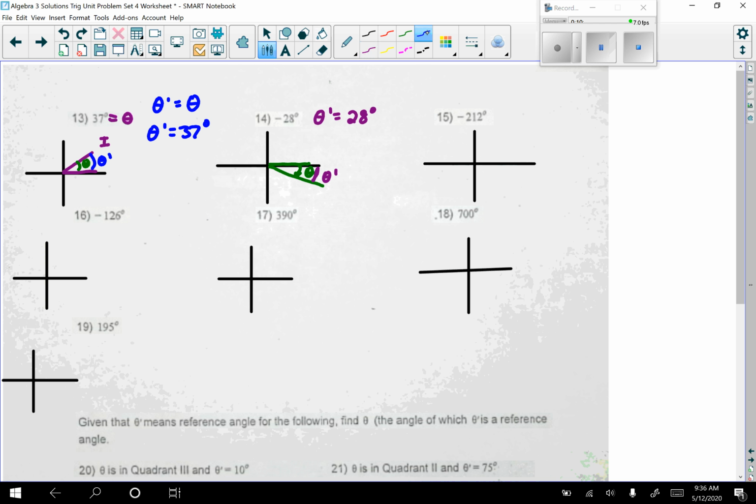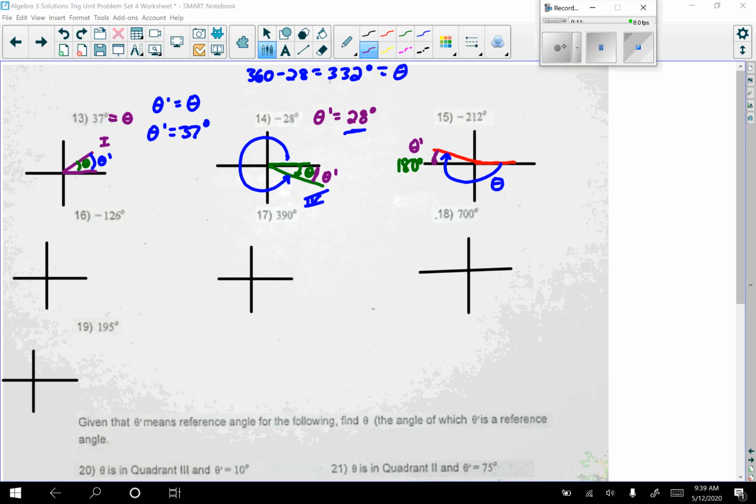And when I said that, I'm thinking like if we did 360 minus 28, we could find this positive angle measure. So if we were looking at 360 minus 28, again, there's a couple ways to look at this. All we really need to know is the difference between 212 and 180. We're just going in an opposite direction here. So 212 minus 180 is going to give us just 32 degrees. So theta prime is going to equal 32 degrees.